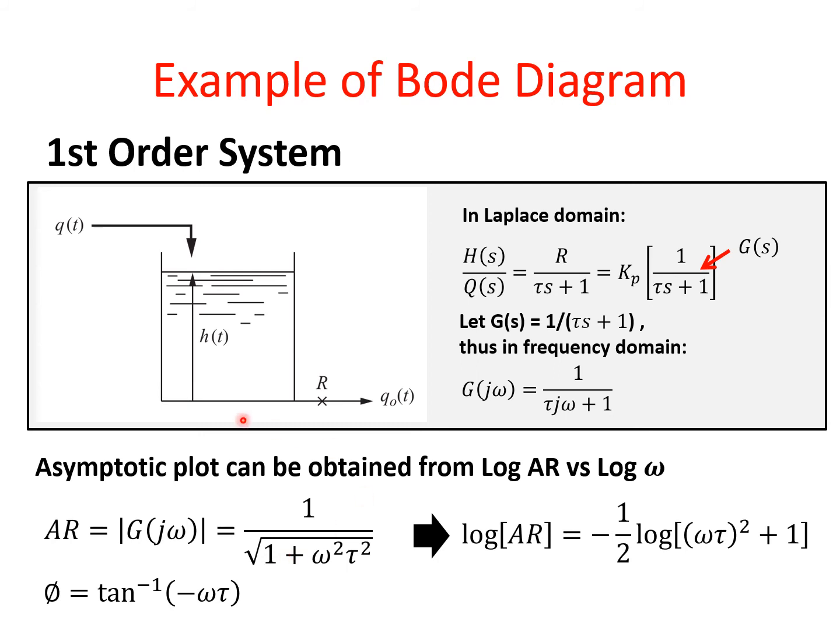Again, let's look at the first order system. This is the simplified first order system, Kp over tau s plus 1. As we mentioned just now, we put s equals j omega, then the amplitude ratio equals this, and the phase angle equals this. If you take the log of the amplitude ratio, then you get this equation. Since we are plotting the log plot, we are looking at the equation after taking the log. We are going to plot what we call the asymptotic plot for the Bode diagram, the log AR versus log omega.